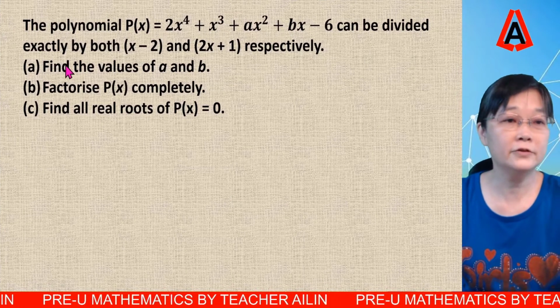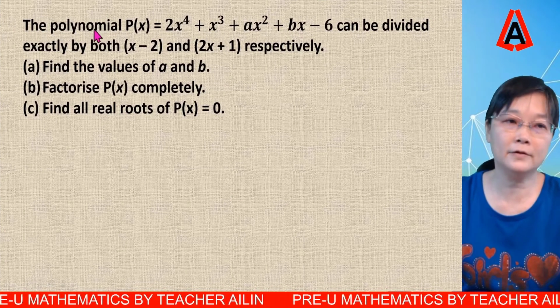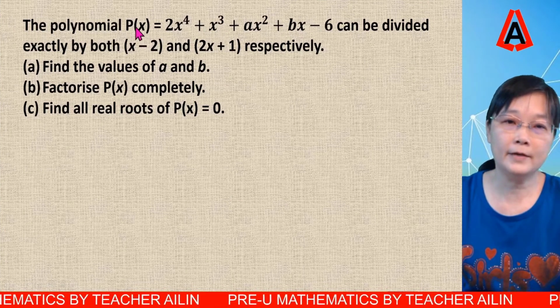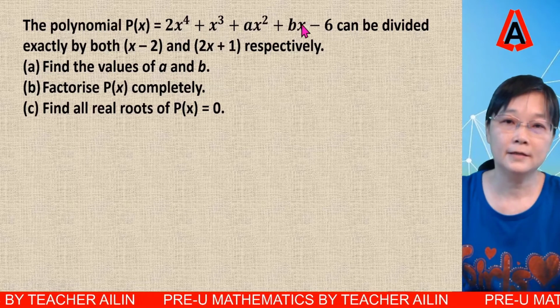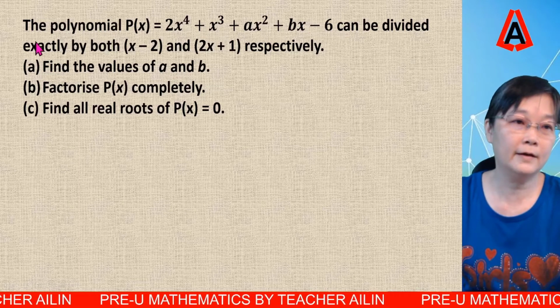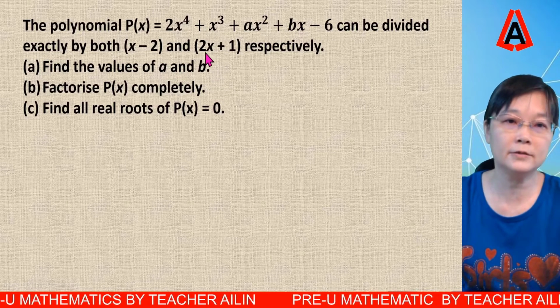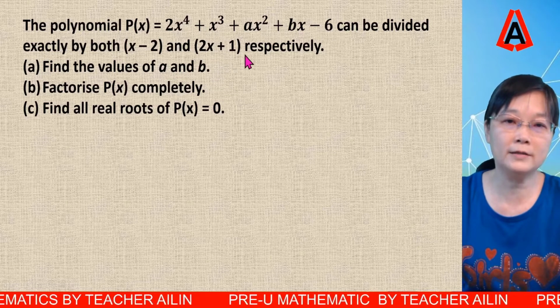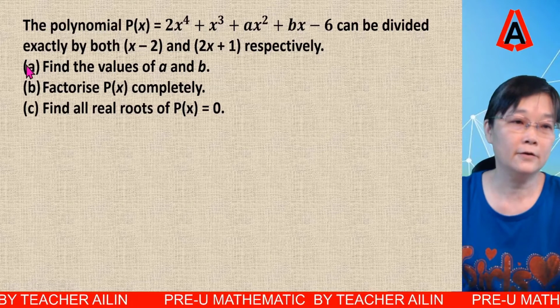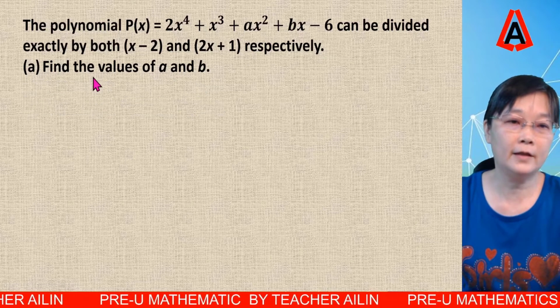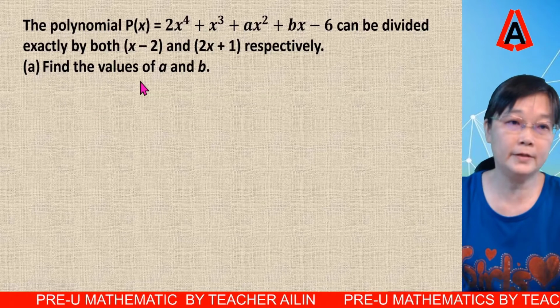Now we move on to the next example. The polynomial p(x) is given here. This polynomial can be divided exactly by both x minus 2 and 2x plus 1 respectively. So first, find the values of a and b.